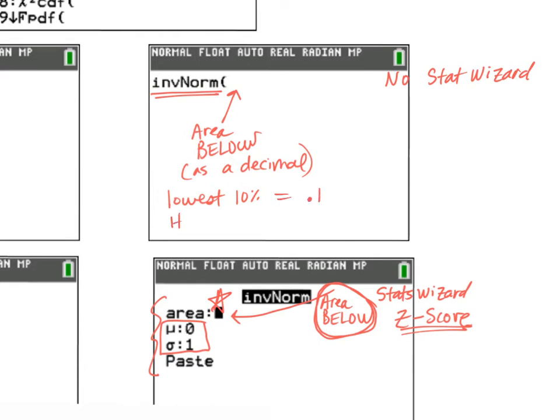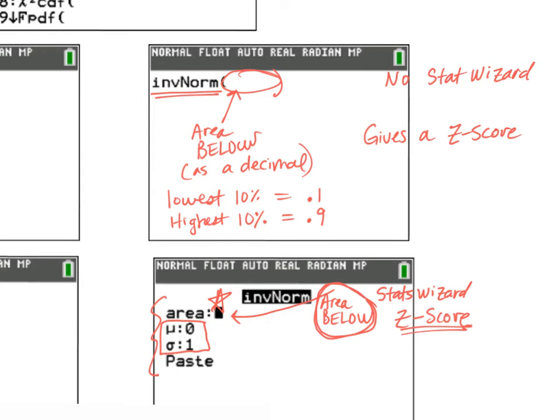If we want the highest 10%, then what is the area below? The area below the highest 10% would be 0.9. So in decimal form, put that in there, and then you close your parentheses and you hit enter, and it gives you a z-score. So on our little song that we would do, x minus the mean over the standard deviation.